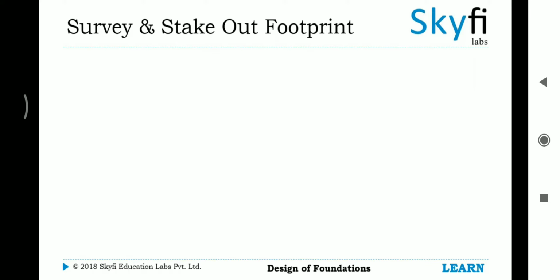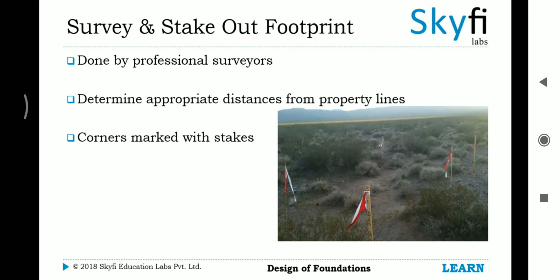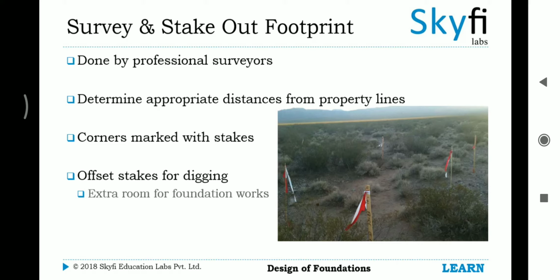Surveying and staking out of the footprint is generally completed by a professional surveyor, who will come out and determine the appropriate distances from the property lines. The corners of the building will be marked using surveyor's stakes. Then, the surveyor will place offset stakes about 2 feet out from the surveyor's stakes. The digging for the foundation will be done using the offset stakes as the guides. This provides extra room so that the exterior foundation walls can be worked on.